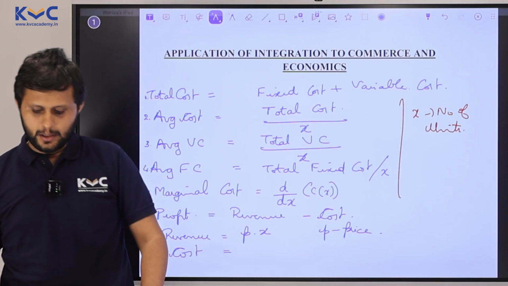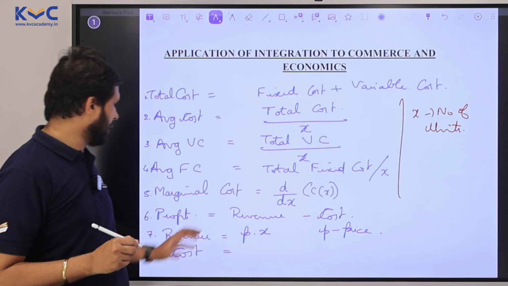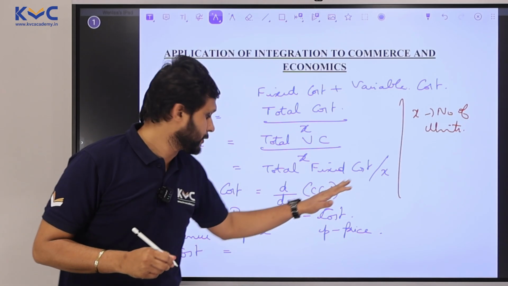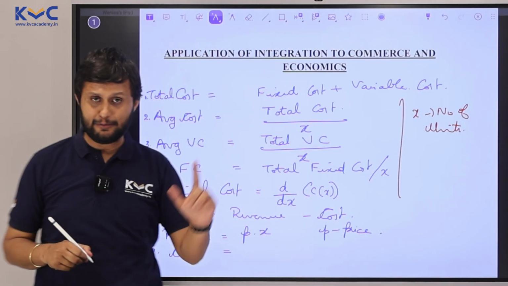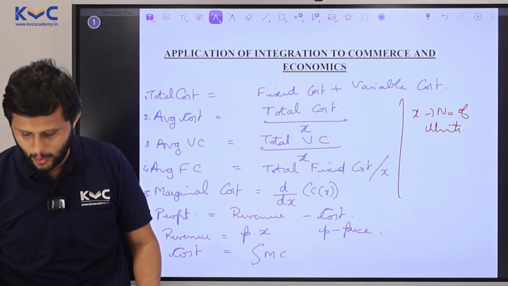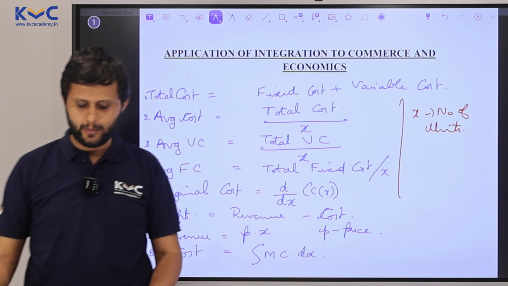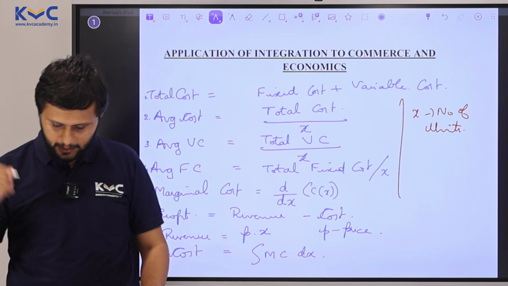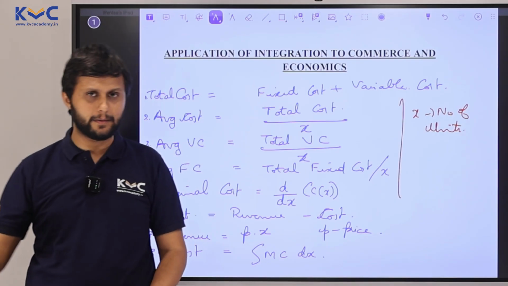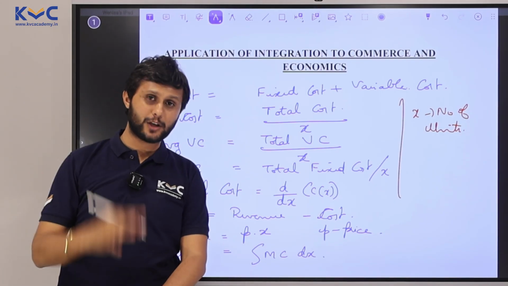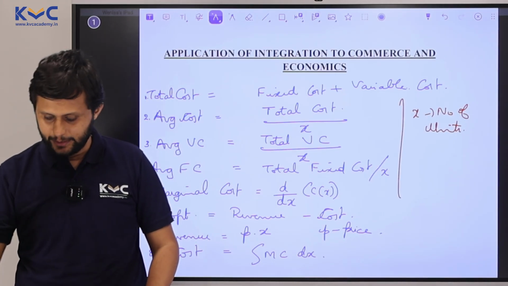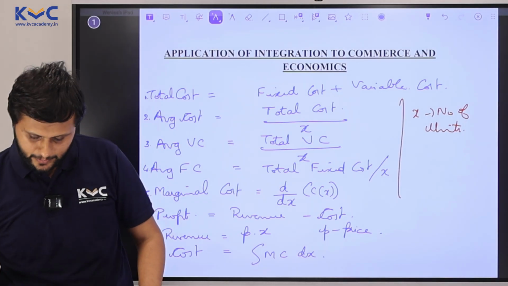Cost. Now what is cost? If I tell you to get cost, see here marginal cost, I said we have to differentiate the cost function. So to get back cost, if I take integration of marginal cost with respect to x, it will give me cost. So if marginal cost is given, we will integrate it to get cost. If the cost function is given, we will differentiate it to get marginal cost. Next we'll go to the next one.